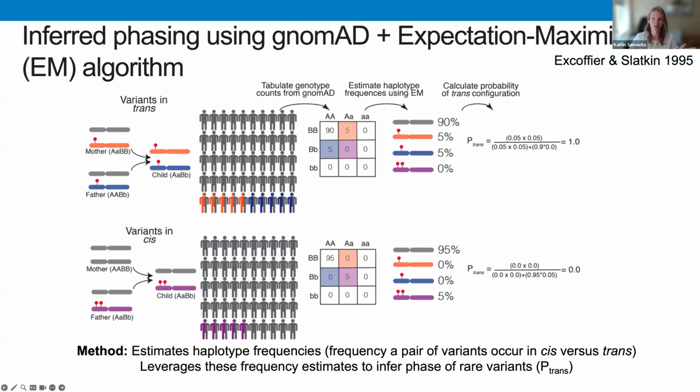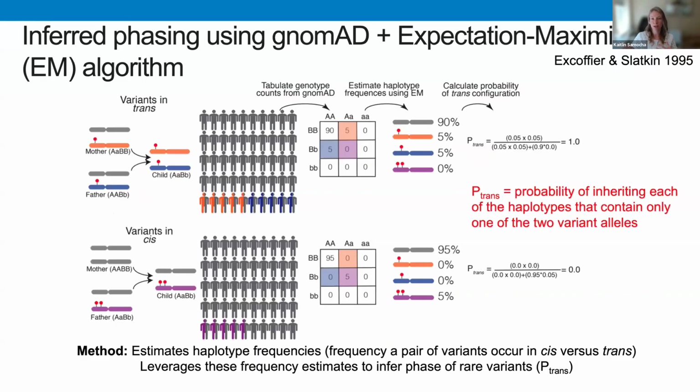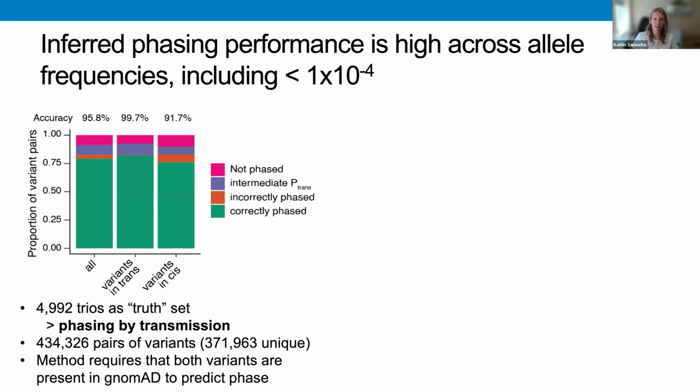This is obviously a vast oversimplification, but this p-trans metric that we make at the end of the day is the probability of inheriting each of the haplotypes that contain only one of these two variants. So this sort of scenario here. We have done this both on the global gnomAD population as well as on individual genomic ancestry groups within gnomAD. And we see that the inferred phase actually performs quite well.